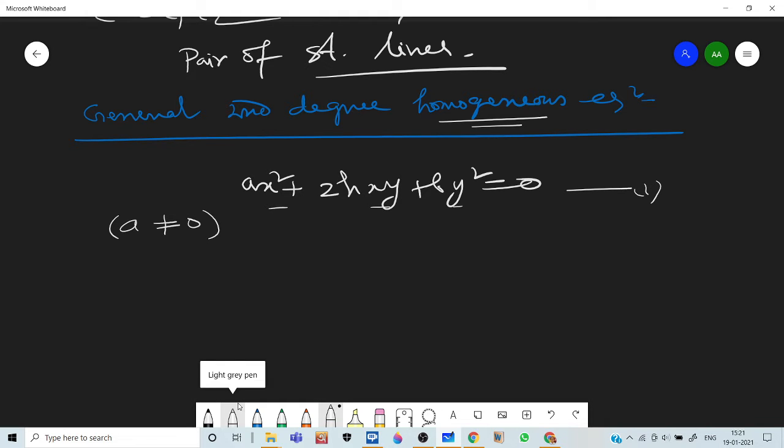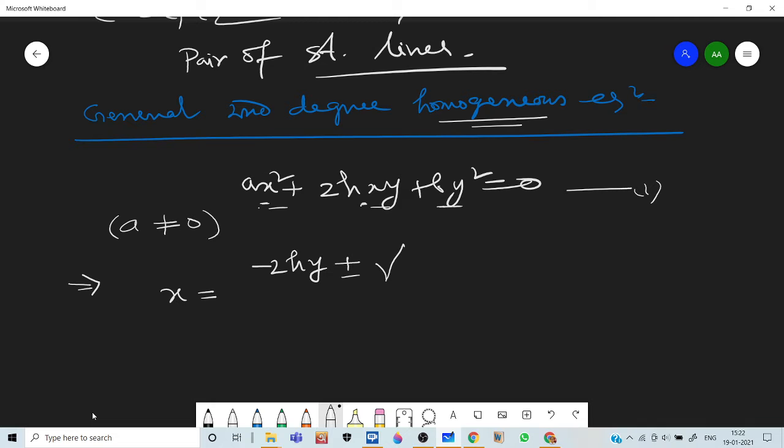Assume that the constant a is not equal to 0. Then from equation 1 we get the value of x. You can consider this equation as a quadratic equation in x: an x square term, an x term, and a term without x. So, applying the quadratic formula, x is equal to minus b, here minus 2hy, plus or minus the root of b square minus 4ac, divided by 2a.